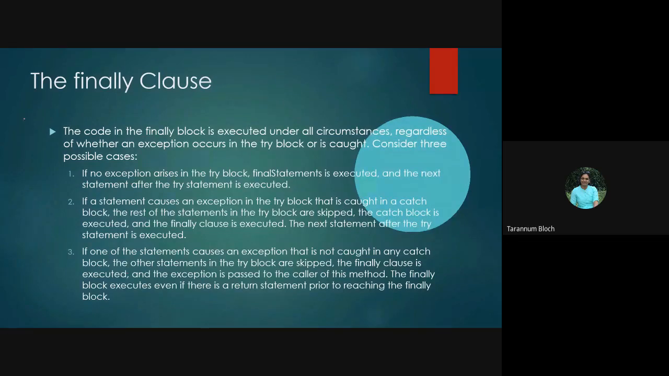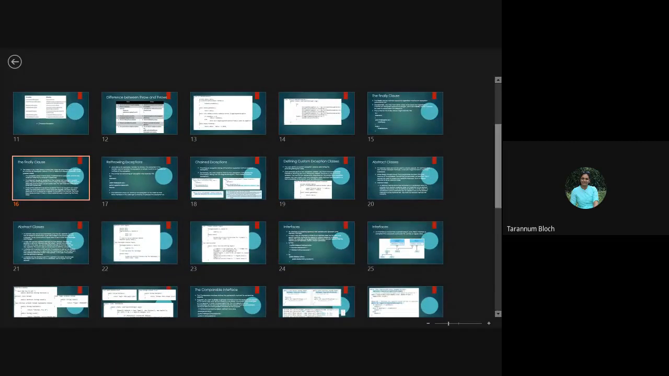Suppose there is an exception in the try block, right? If a statement causes an exception or error in the try block, then half of the try block will be executed, because from the point where the exception occurs, your try block stops the execution, and then the program control will move to the catch block, right? So the entire catch block will be executed.